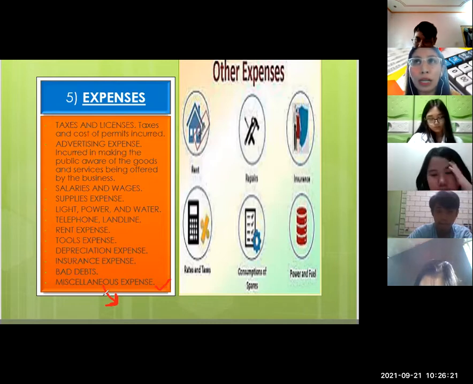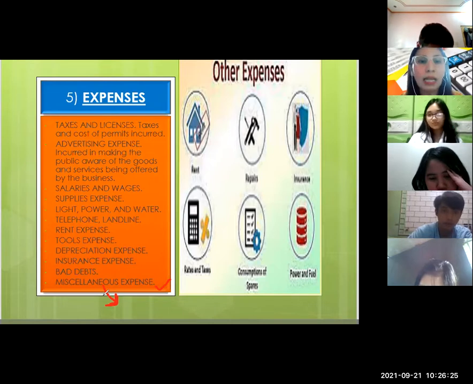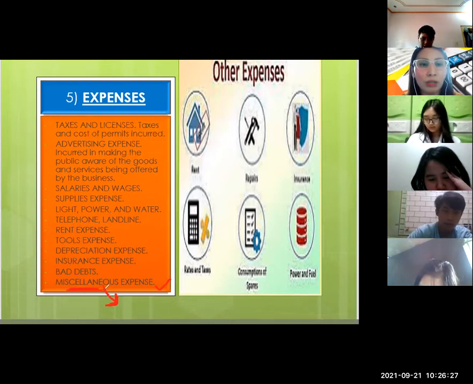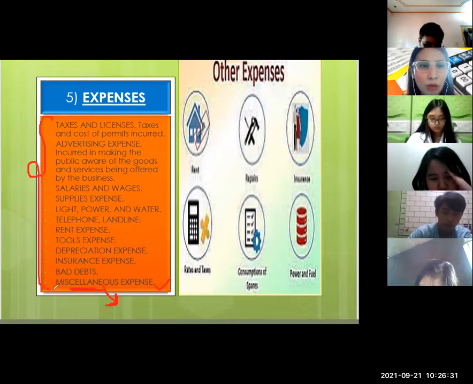Example pa, mga transportation expense, may biglaan kailangan na bayaran or puntahan. Ayan, those are miscellaneous expense. Basta lahat ng gastos in the business, the cost of doing business, those are deductions. It is called expenses.